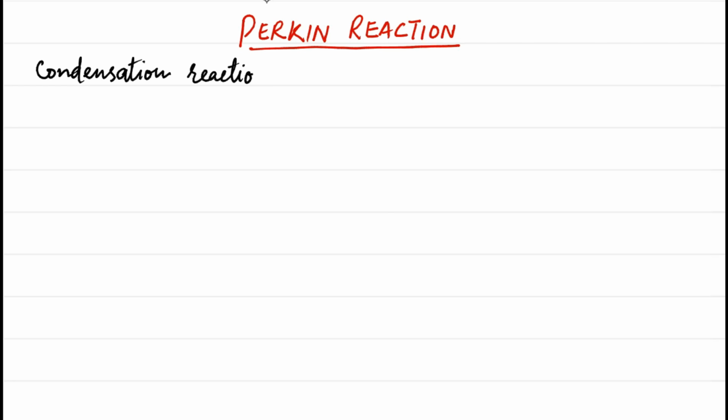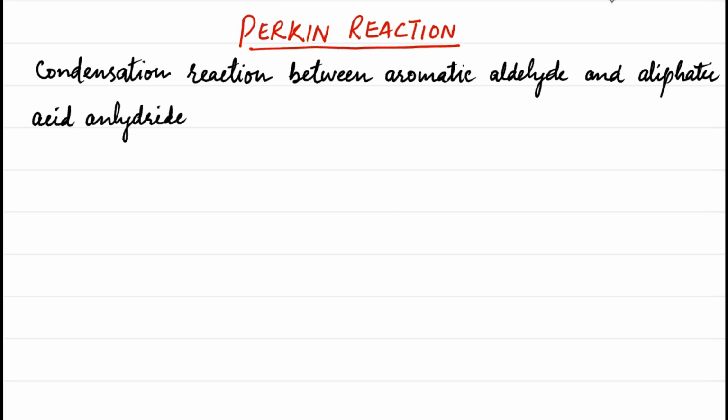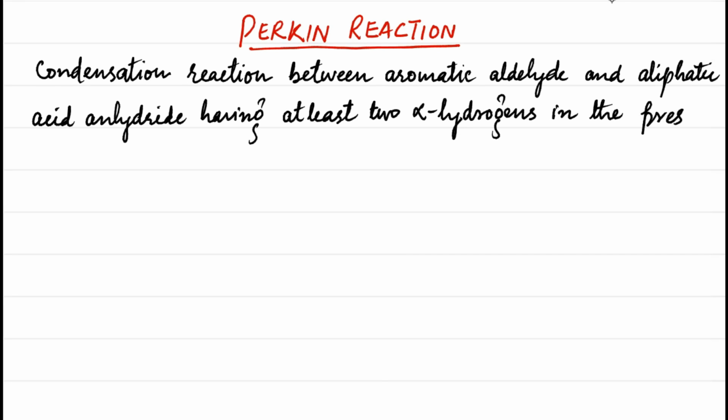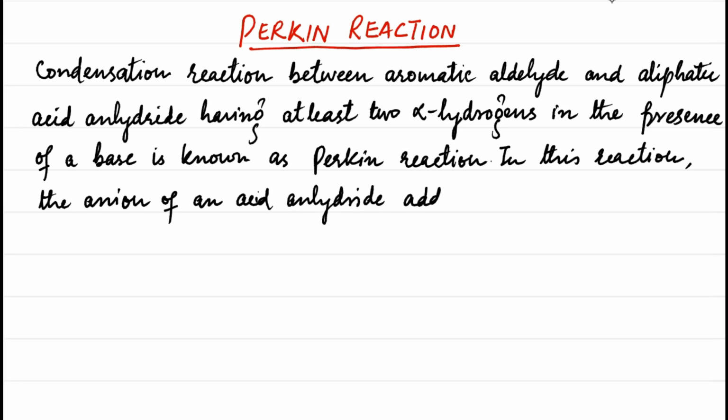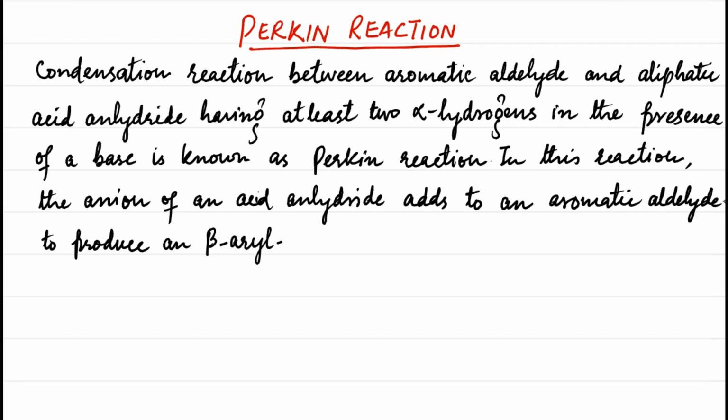In this lecture we will discuss Perkin condensation. Condensation reaction between aromatic aldehyde and aliphatic acid anhydride, having at least 2 alpha hydrogens in the presence of a base, is known as Perkin reaction. In this reaction, an anion of an acid anhydride adds to an aromatic aldehyde to produce β-aryl alpha-beta unsaturated acid.